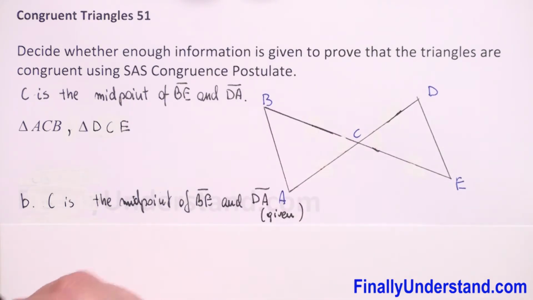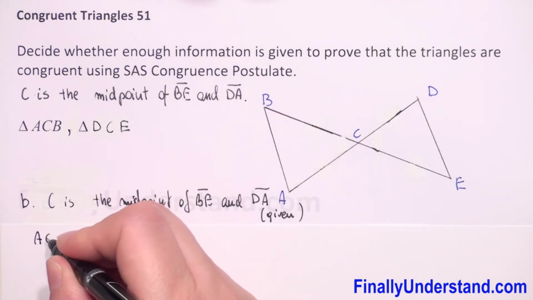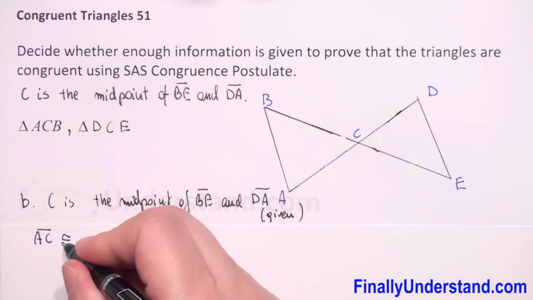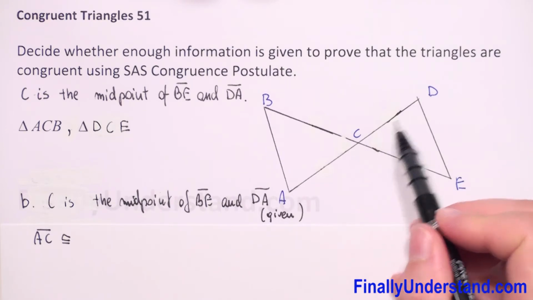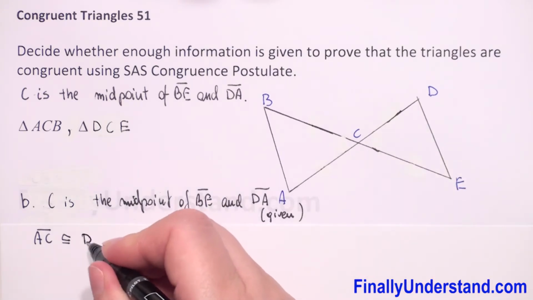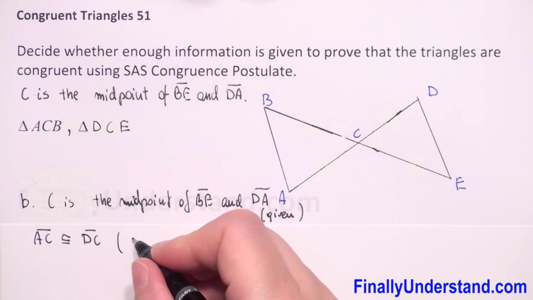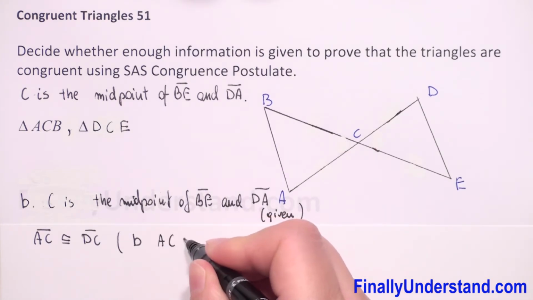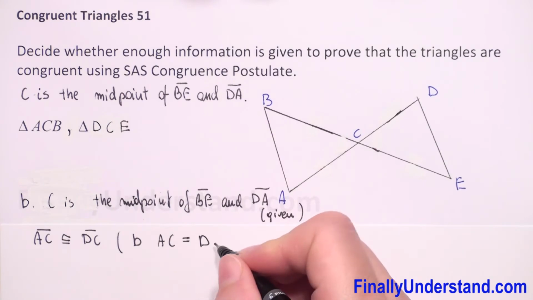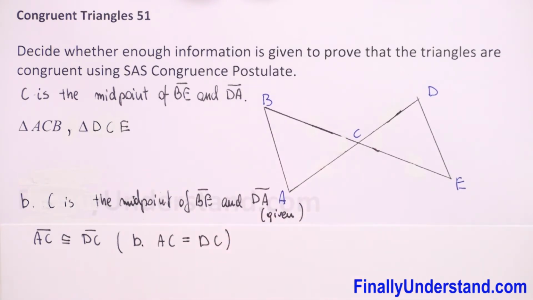We have that AC segment is congruent to DC segment, because if C is the midpoint, then AC is equal to DC. So we have this from that C is the midpoint, and also BE is divided into two equal parts.